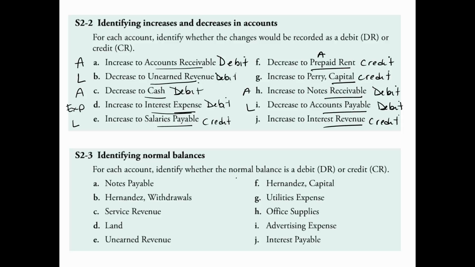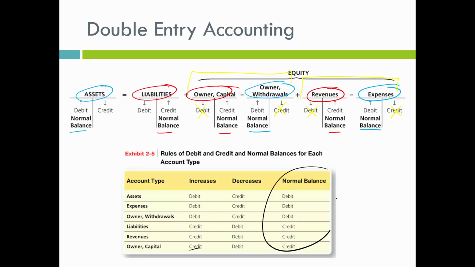And then again, the normal balance, this means whatever I do to increase it. So liability will always have a credit balance. Withdrawals will always have a debit balance. Revenue, credit. Again, you can just go back to this part of the chart. So as long as you can identify which type of account it is, you can look at your chart and figure out where your normal balance is.